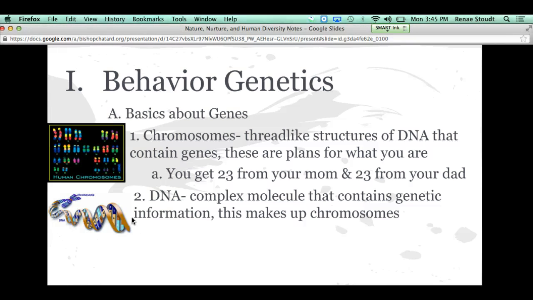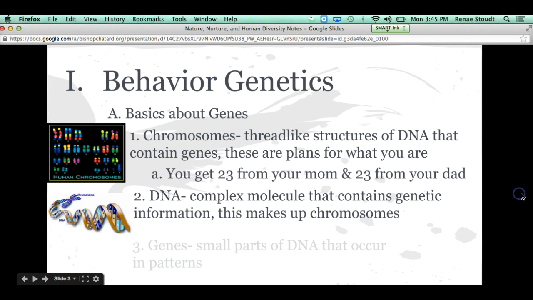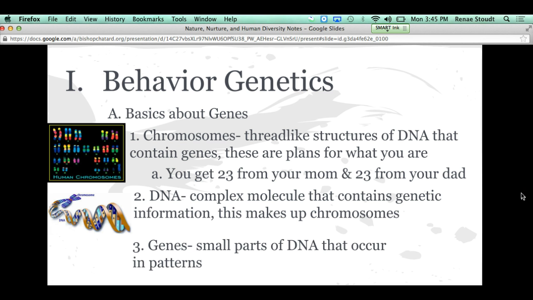Now within DNA, you can see these tiny little letters in here. These are your actual genes. These are the small parts of your DNA that occur in patterns. So, like I said, this is a hierarchy. Chromosome is the big picture. DNA is a smaller picture within there, and genes are even smaller within the DNA. Or you could go vice versa: you start with a gene, then move to the DNA, which is a larger picture, and bigger than that is the chromosome.